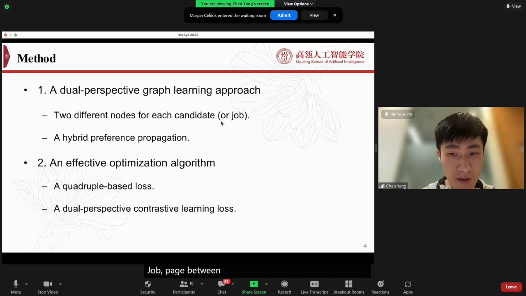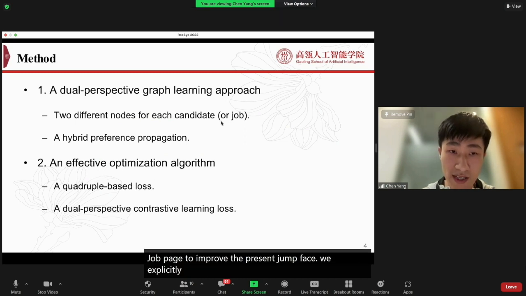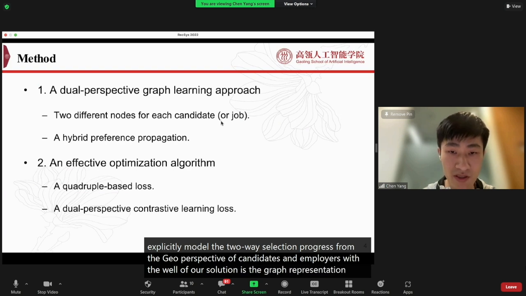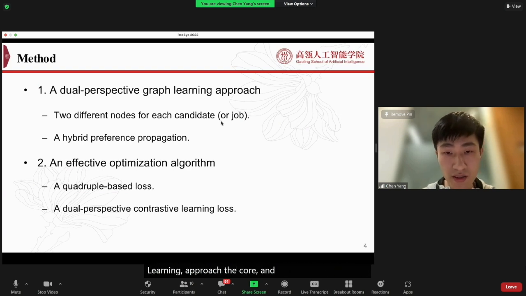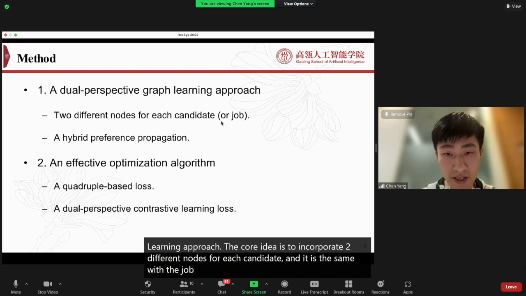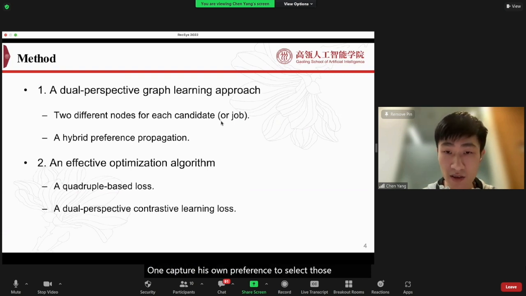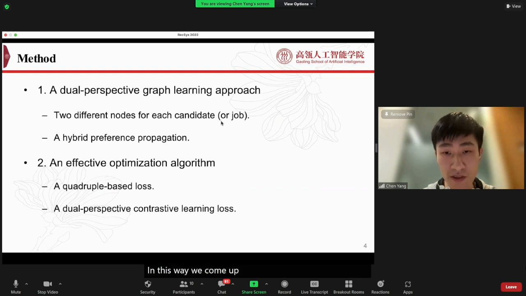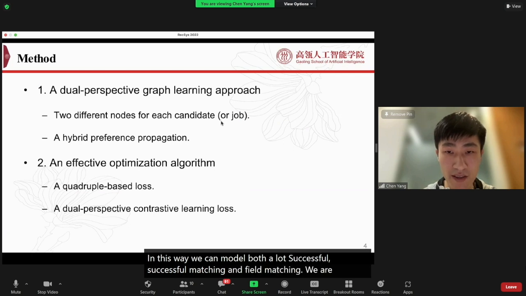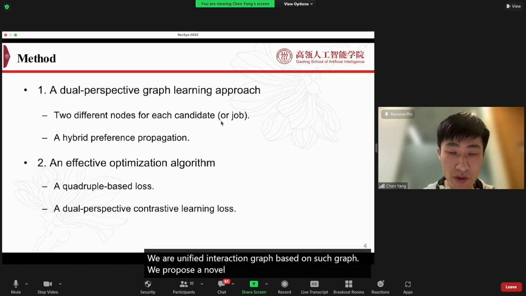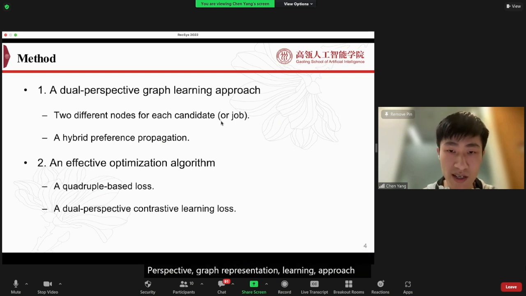To improve the person-job fit, we explicitly model the two-way selection preference from the dual perspective of candidates and employers. We develop our solution based on a graph representation learning approach. The core idea is to incorporate two different nodes for each candidate, and it is the same with the job. One captures its own preference to select the job, and the other reflects the preference from the employer. In this way, we can model both successful matching and failed matching via a unified interaction graph.